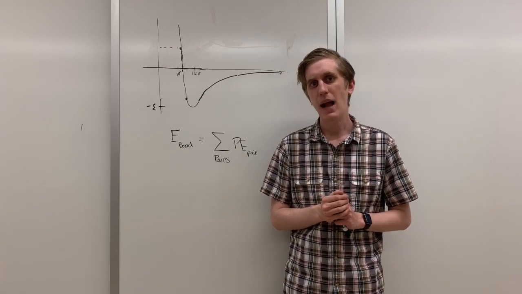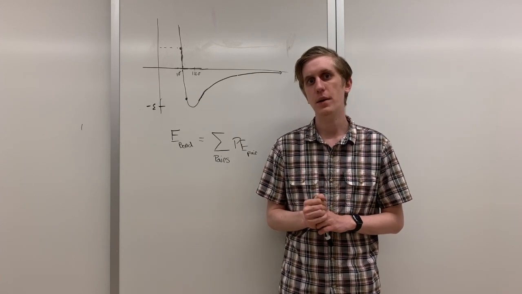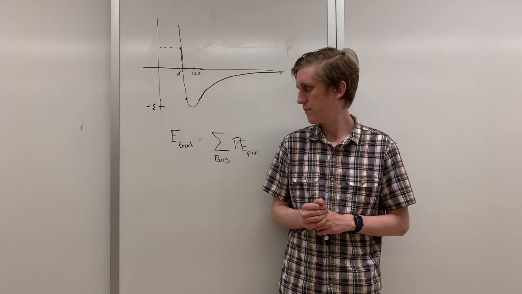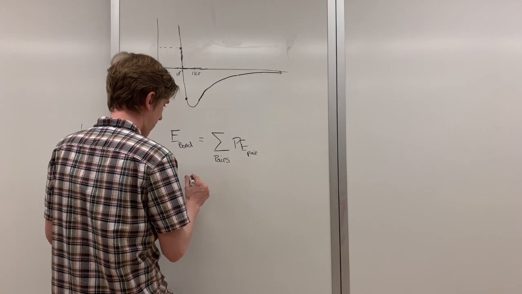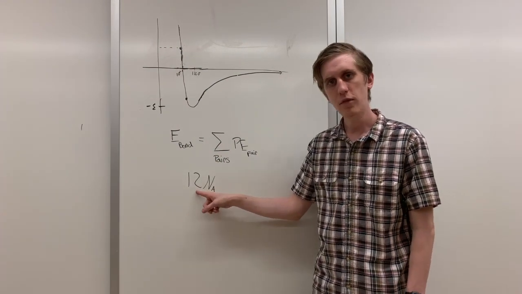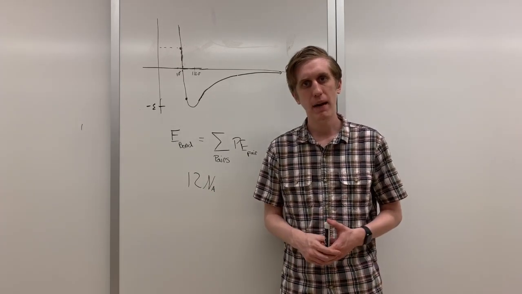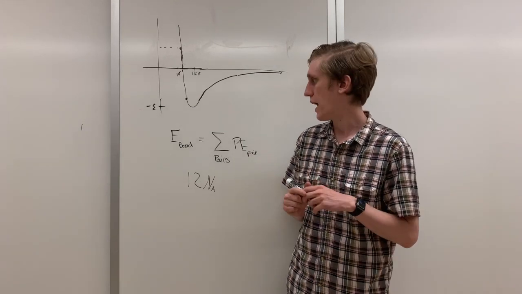Let's go back to our example with Avogadro's number of atoms. If each atom has 12 nearest neighbor pairs, and there is Avogadro's number of atoms, how many pairs are there in total? Well, your first guess might be this. We have Avogadro's number of atoms and 12 pairs per atom, so there's just 12 times Avogadro's number of pairs. However, this is not quite right, and let me show you why.